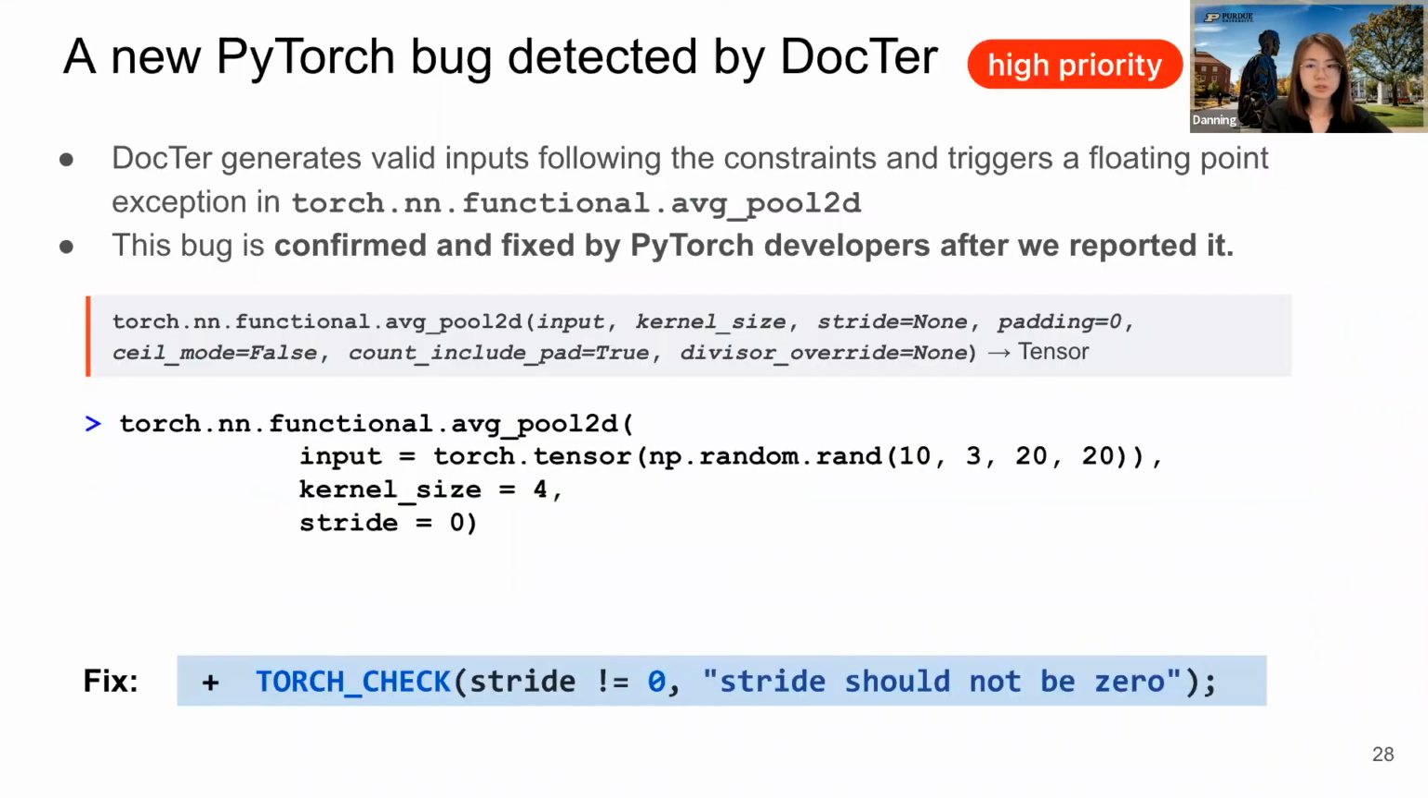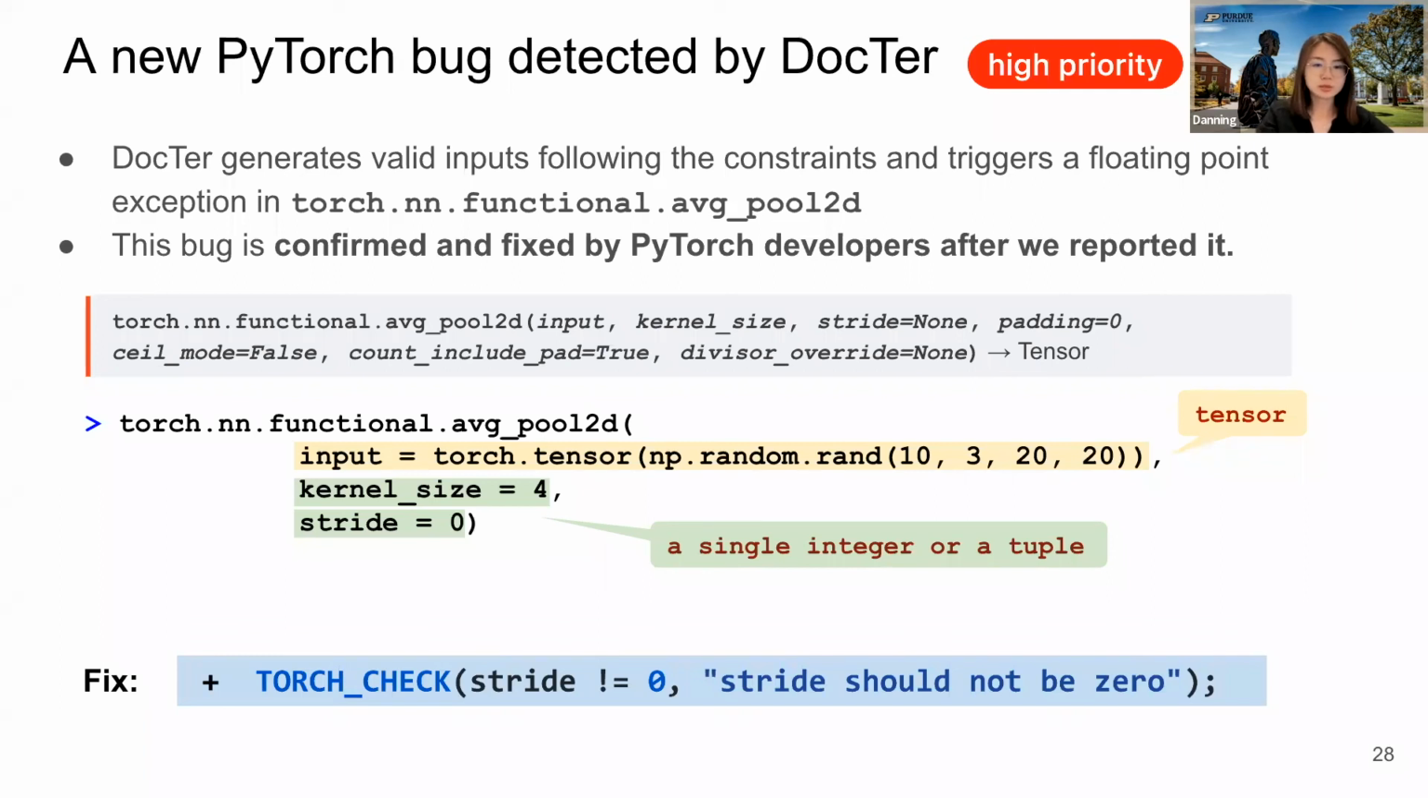With the constraints, DocTer is able to detect this new PyTorch bug from an API average pool 2D. By analyzing the document, DocTer generates a tensor for parameter input and zero-dimensional integers for parameter kernel size and stride. This input triggers a floating point exception crash in PyTorch. We reported this to GitHub. This issue has been marked as high priority by the developers, and it is later fixed by the PyTorch developers.